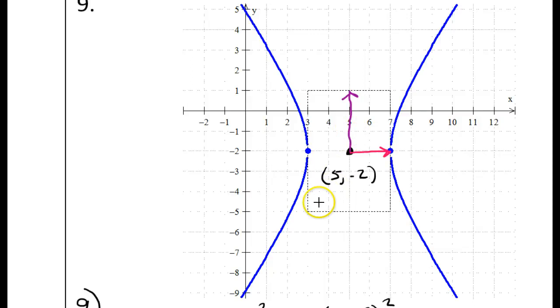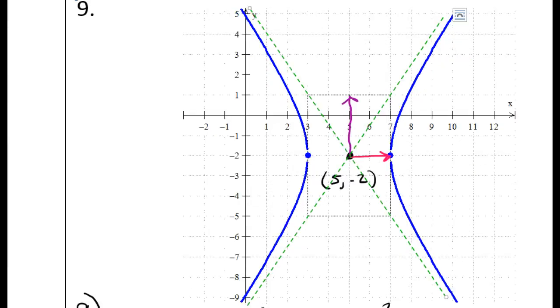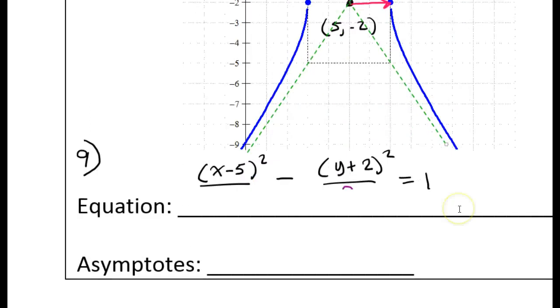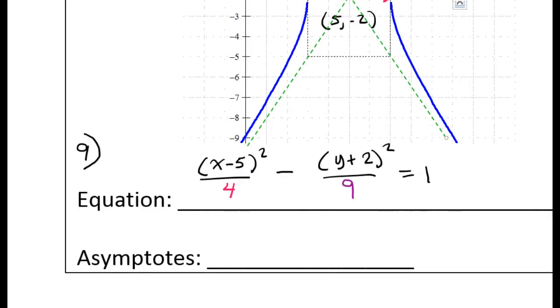The asymptotes of the hyperbola will be the diagonals of this rectangle; they will pass through the diagonals of this rectangle. All right, so here are the asymptotes shown as dotted lines. The equation of the asymptotes will always look like this: y minus k is equal to plus or minus m times x minus h.